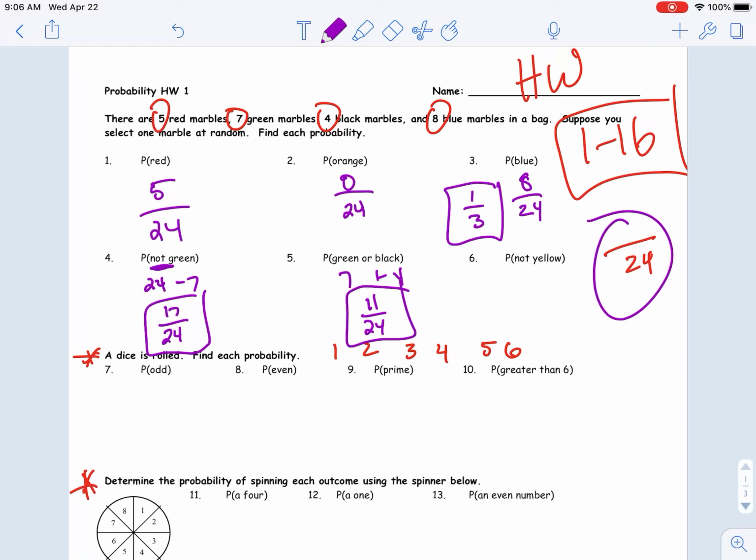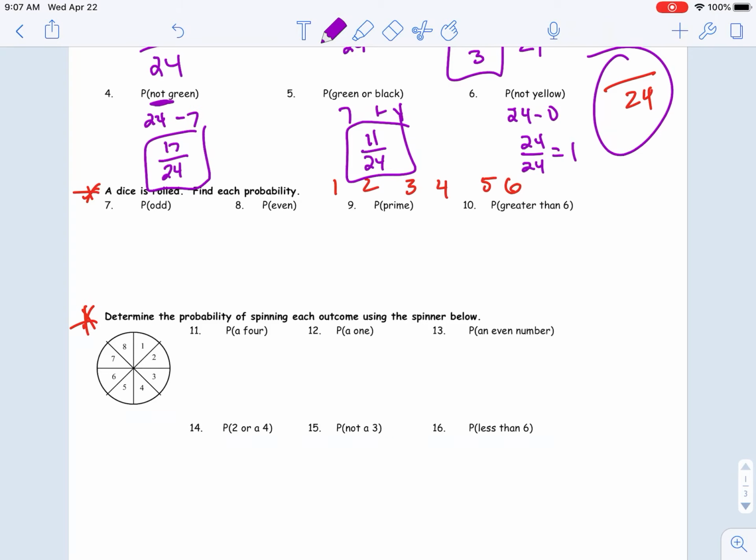Not yellow. Well, when it says not, you take your total and you subtract. How many yellow? There are 0 yellows. So 24 over 24, probability is 1. That means 100%.